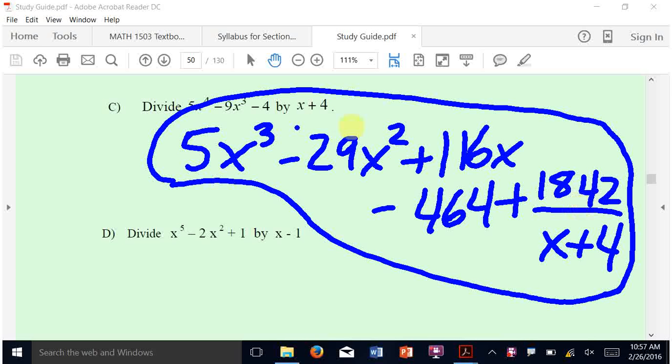Okay, and you can also use your division algorithm to check. So when you do that, you would multiply your quotient times your divisor, and then add just the remainder, and you should get your dividend. And you can check that on your own, but I did, and I got that this ended up being the correct answer.